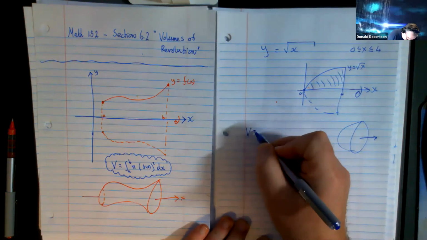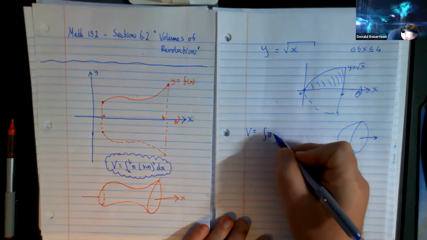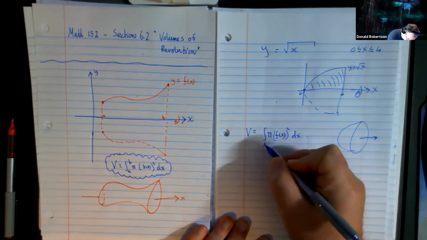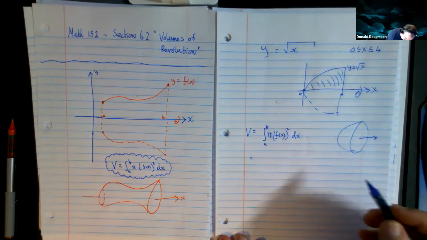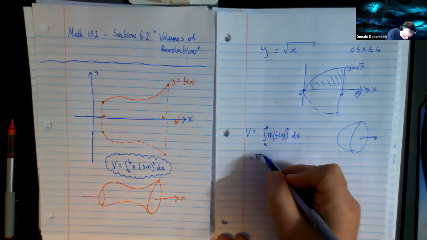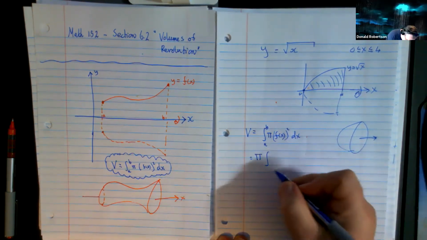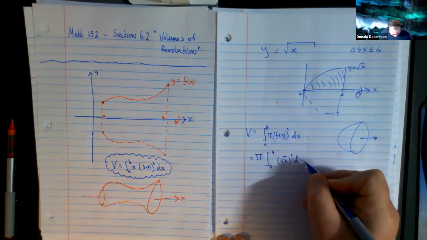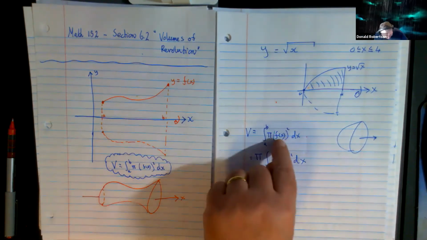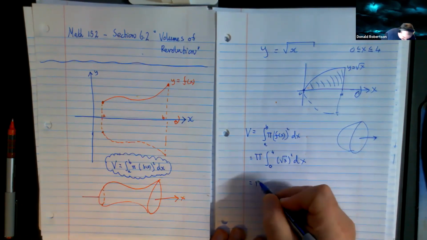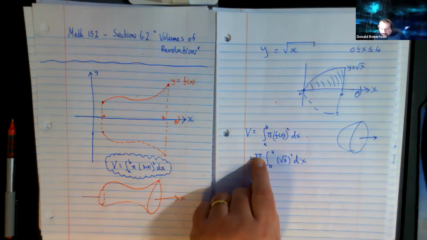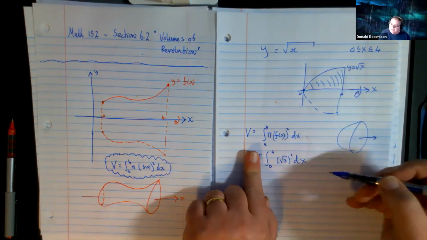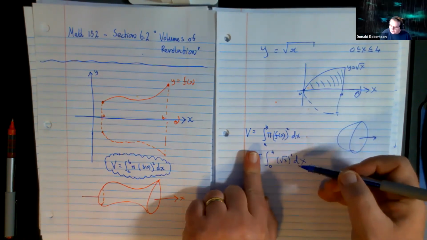The volume is the integral of pi f of x squared dx from a to b. Now, one of the things I do just to make my life easy is I typically pull out the pi. You're allowed to do it because it's a constant. The integral from 0 to 4 of the square root of x, squared, dx. So whatever the function is goes here, and you square it. The advantage of pulling this pi out is that if I get whatever this answer is, if it's 7, the final answer is 7 pi. And if it's 3/4, the final answer is 3/4 pi.